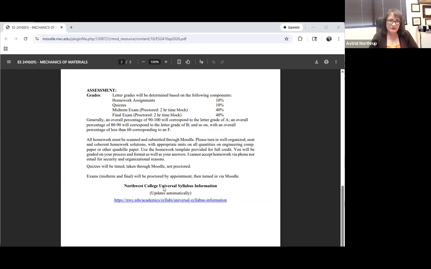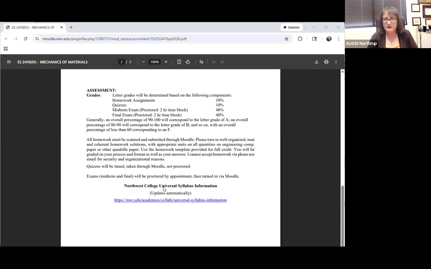But on the midterm and the final, I will help you construct a formula sheet that you write out in your own handwriting and then bring into those exams with you to help you. But it's not open resources except for the formula sheet.